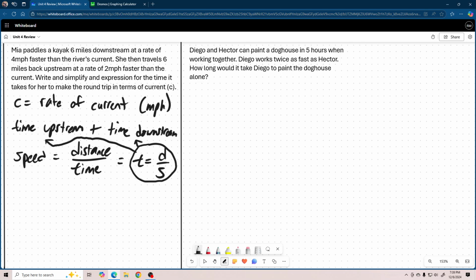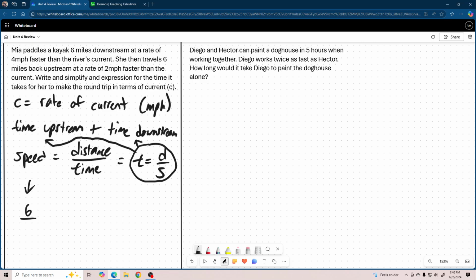So Mia paddles a kayak 6 miles downstream. So our time expression here is going to be distance over speed. Well, we're going a distance of 6 miles downstream. So let's go and do downstream first, right? Downstream. Okay. So we have 6 miles over our speed, which it says is a rate of 4 miles an hour faster than the river's current.